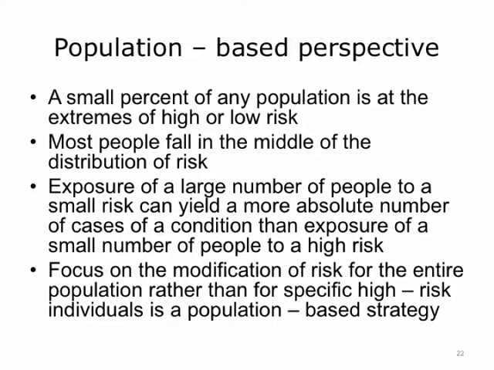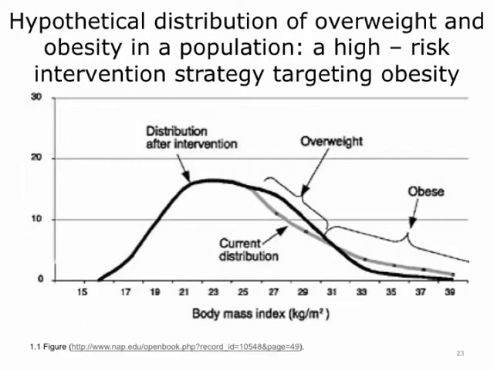Geoffrey Rose, 1926-1993, an epidemiologist famous for defining the population prevention strategy, observed in his work that exposure of a large number of people to a small risk can yield a greater absolute number of cases of a condition, for example diabetes or heart disease, than exposure of a small number of people to a high risk. This understanding argues for public health strategies that focus on the modification of risk for the entire population, rather than for specific high-risk individuals.